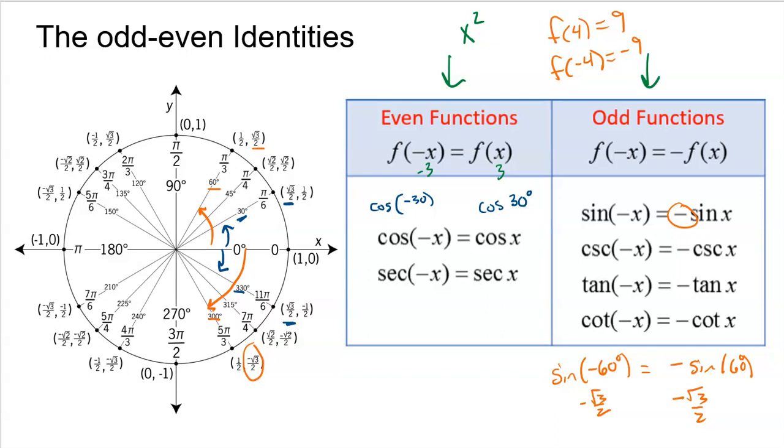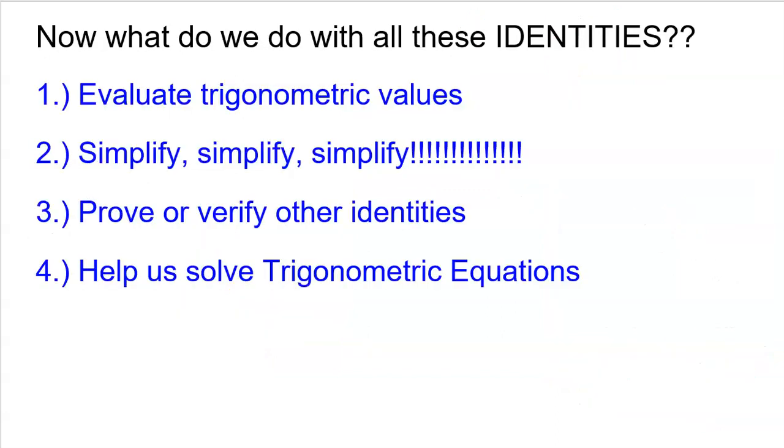Now, the big question moving forward is, what are we going to do with all these identities? Well, we're actually going to do a lot with them. We're going to evaluate trigonometric values. We're going to simplify, simplify, simplify. And I say it 3 times because we are going to do a lot of simplifying. That's really the big purpose of identities, that they allow us to simplify trig expressions to things that are simpler and easier, which we love. We could also prove or verify other trig identities. Okay, that might be weird, but you're actually going to love it. I think it's quite easy.